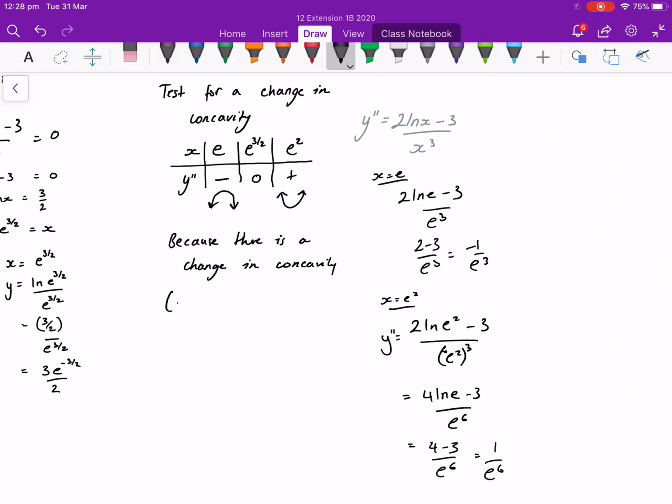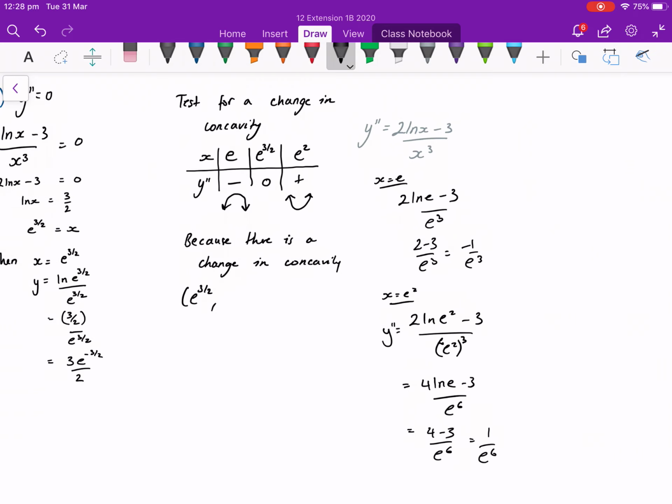our point e to the power of 3 on 2 and our y value, which is 3e to the negative 3 on 2, is a point of inflection.